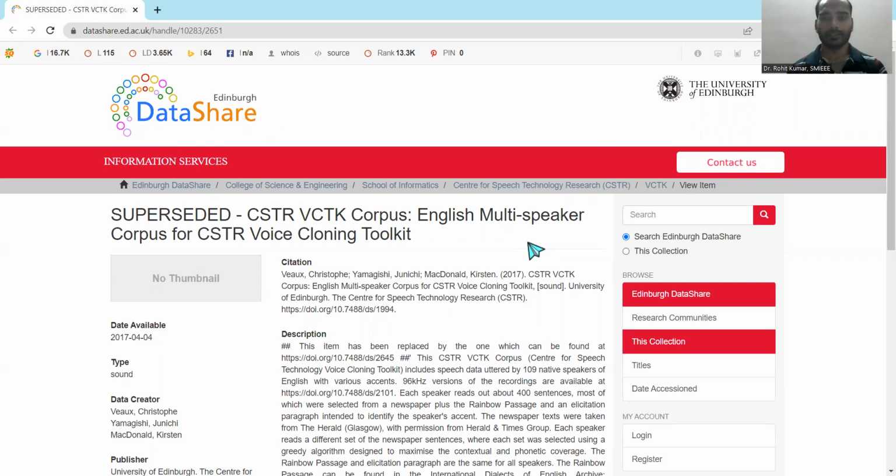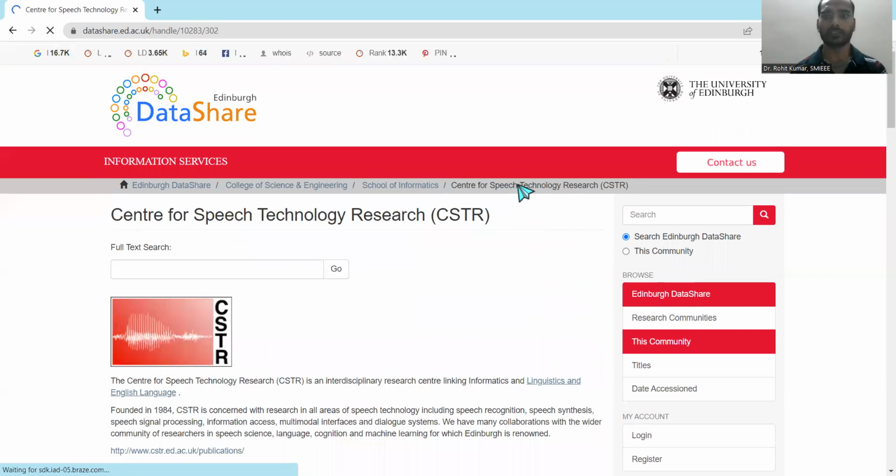So these are the things, and if you are interested in more of the Edinburgh Data Share, then you can go to the Edinburgh Data Share site, and the Centre for Speech Technology Research is also available at the University of Edinburgh.